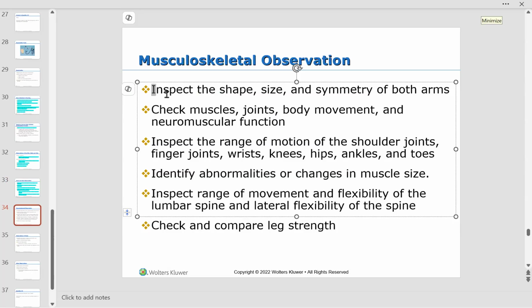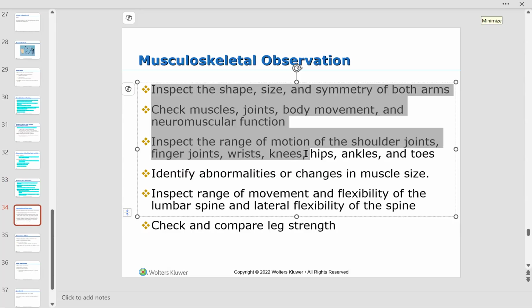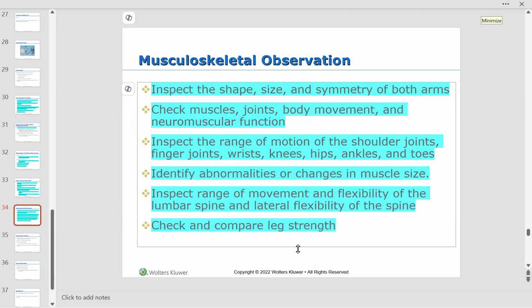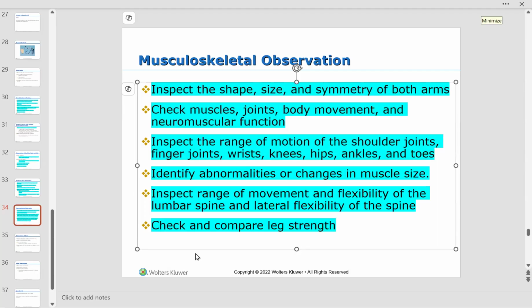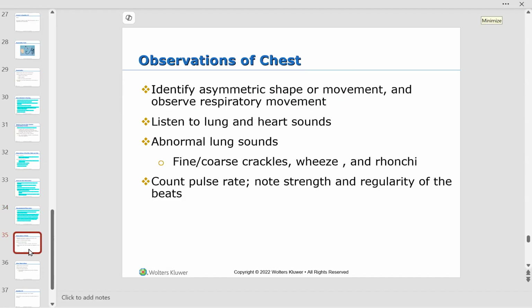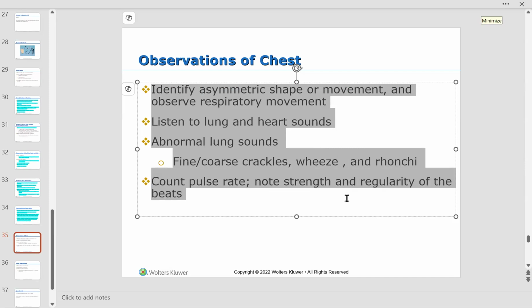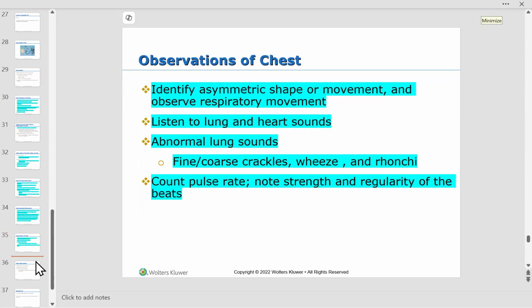You're looking at their arms, their joints, their muscles, their body movement. Do they have full range of motion, right? How is the strength on one arm versus the other, or one leg versus the other? Can they stand up easily, or do they take a long time? Do they need the table to get up? Or the furniture surfing or wall surfing? When you get to their chest, you're observing their respiratory movements, you're listening to their lungs, their heart, you're counting the pulse rate and the respiratory rate. Okay.